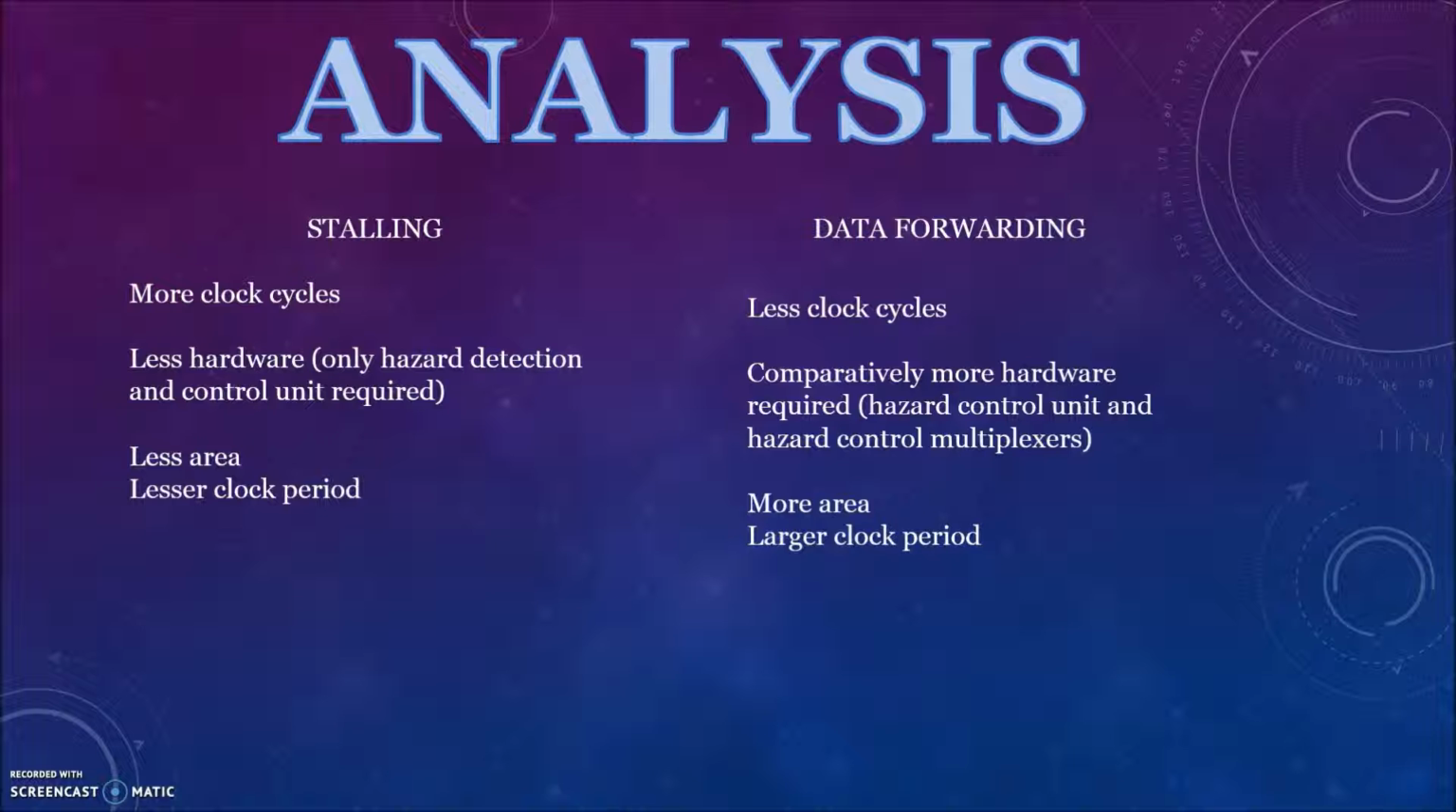What I've analyzed through this project is that the stalling can be avoided by providing more clock cycles, with less hardware, less area, and a lesser clock period. And as well, the data forwarding can also be avoided by putting in fewer clock cycles, with comparatively more hardware required, more area, and a larger clock period.